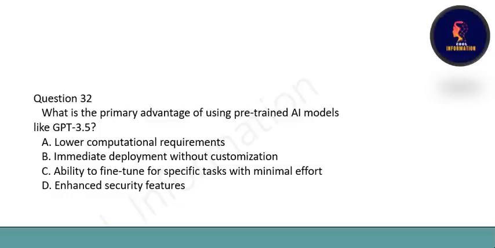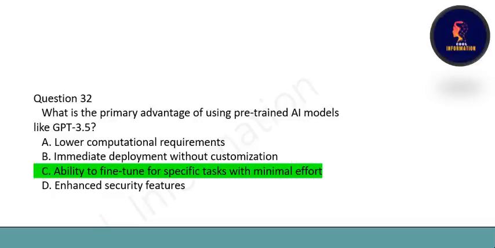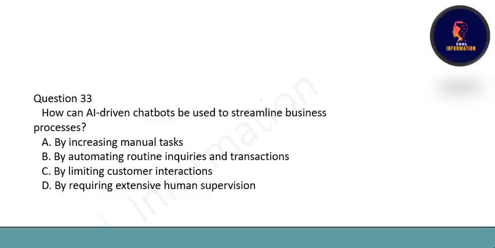Next one, what is the primary advantage of using pre-trained AI models like GPT 3.5? The primary advantage of using GPT 3.5 is the ability to fine-tune for a specific task with minimal effort. Option C is correct. Next question, how can AI-driven chatbots be used to streamline business process? Option B will be correct, by automating routine inquiries and transaction.